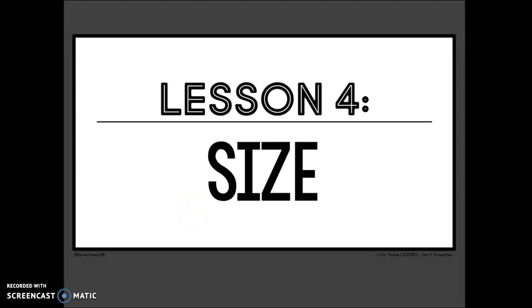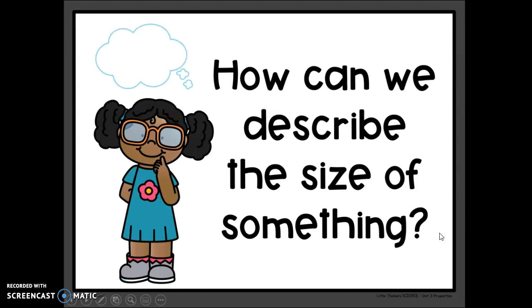Today we are working on lesson 4, which is size. Let's go ahead and get started. Our question for this lesson is, how can we describe the size of something? Let's read and find out.